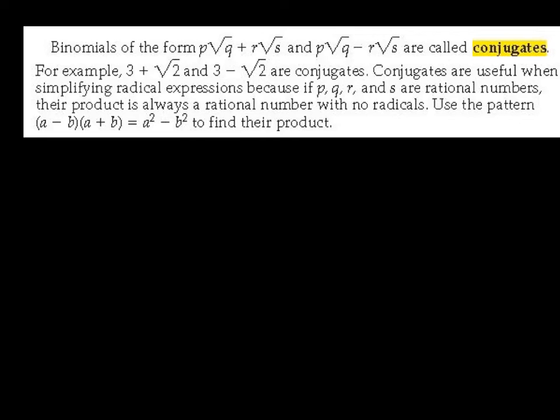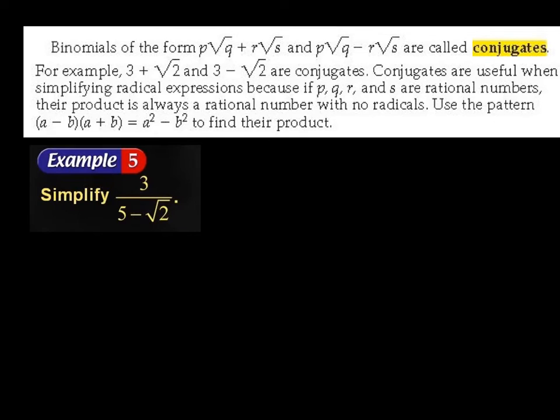Conjugates are useful when simplifying radical expressions because if p, q, r, and s are rational numbers, then the product is always a rational number with no radicals. Look at the pattern. When we use the difference of squares factoring technique, that middle term is going to drop out. So to simplify this, I need to multiply by the conjugate of the denominator. So instead of 5 minus square root of 2, I'm going to multiply by 5 plus square root of 2 over 5 plus square root of 2, because anything divided by itself, even a sum, equals 1, and 1 times anything is itself, so we haven't changed the value of the number.